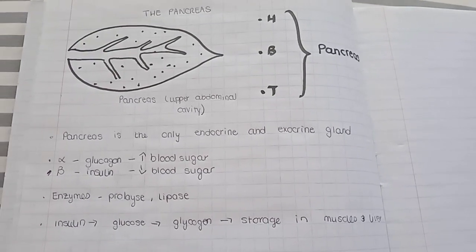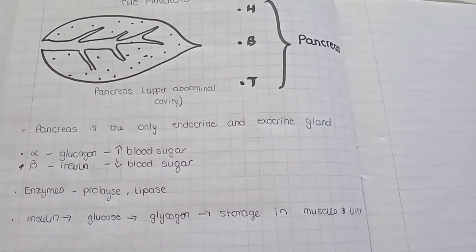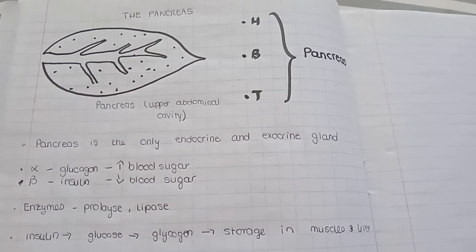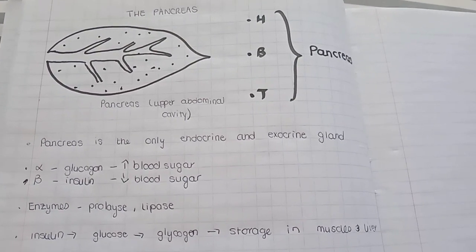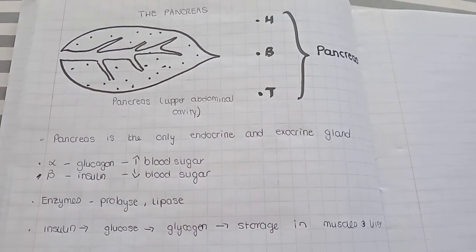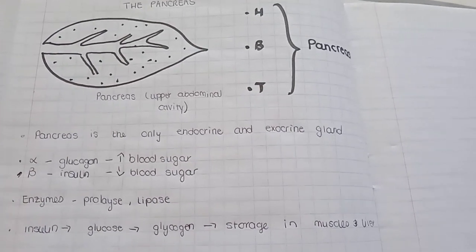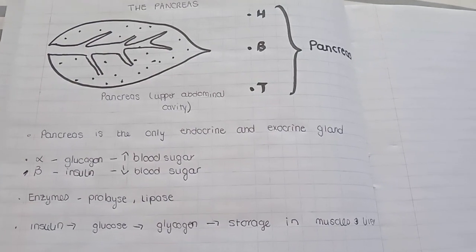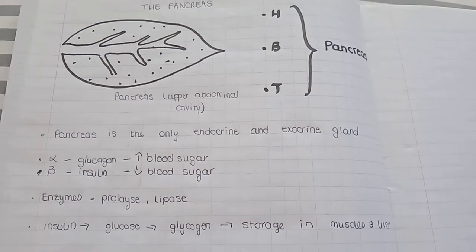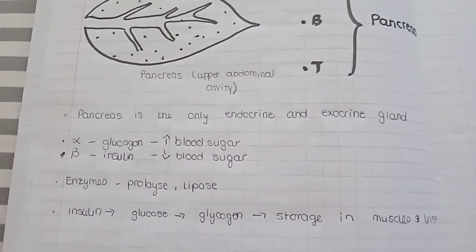So today I'll be discussing the pancreas with you guys, and I'll just be discussing its functions and the different hormones it produces. Now the pancreas is broken up into three parts: the head, the body, and the tail. And the pancreas is located in the upper abdominal cavity behind the transverse colon in the digestive system. Now, the pancreas is the only gland that is considered to be an exocrine and an endocrine gland, because it secretes enzymes and it also produces hormones at the same time.